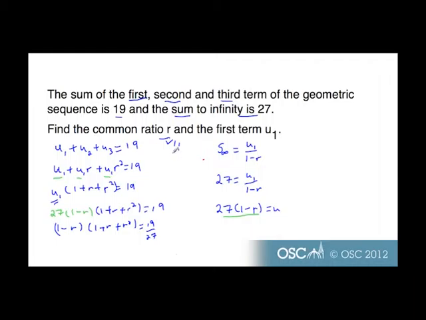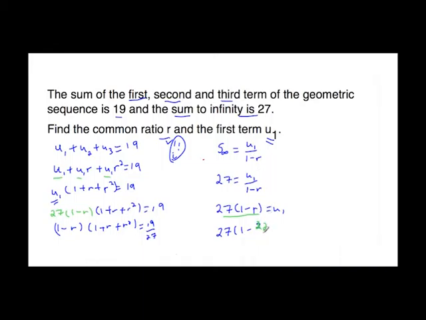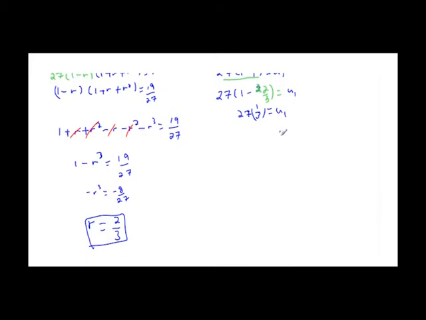We're happy. But we need the first term. The first term is found through this, and we now know r. So 27 times 1 minus r, which is 2/3, is our first term. Easy enough. 1 minus 2/3 is 1/3. 1/3 of 27 is the first term. The first term then is 9.